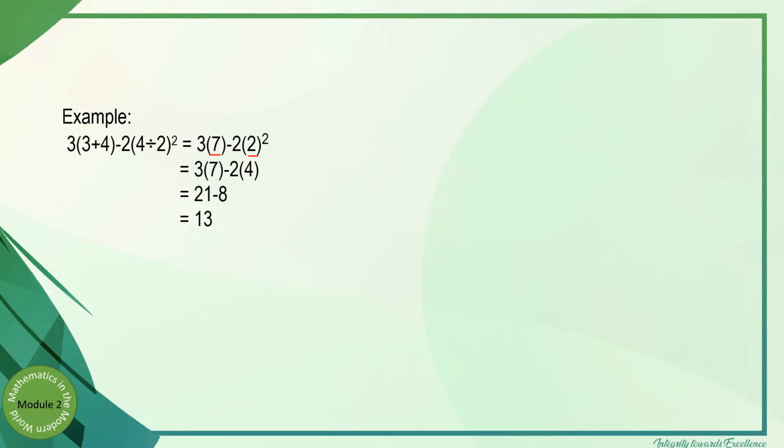So, once we simplified everything inside the parentheses, sunod natin gagawin ay yung exponent naman. So, kung makikita nyo, itong 4 divided by 2, naka-raise siya sa 2. Diba? Meron siyang exponent na 2. So, nung nasimplify na natin yung 4 divided by 2, itong 2 na to, ito naman yung sisimplify natin. So, 2 raised to 2.